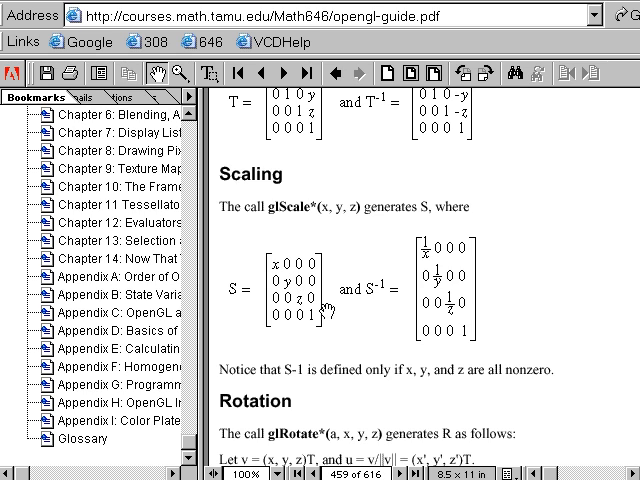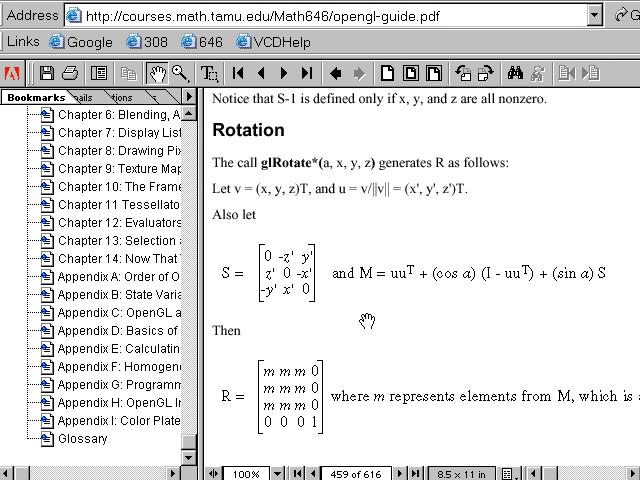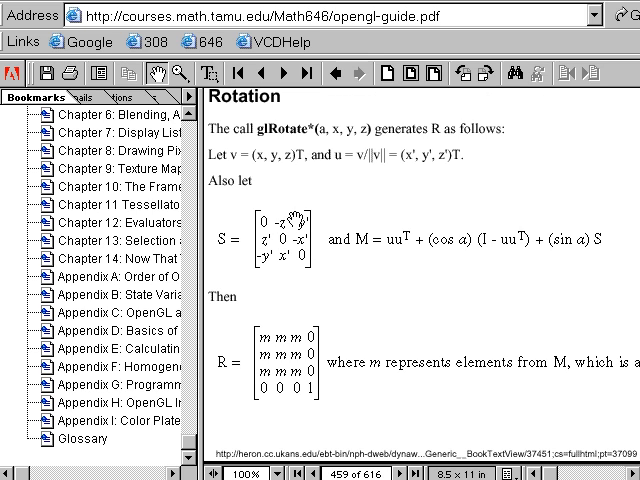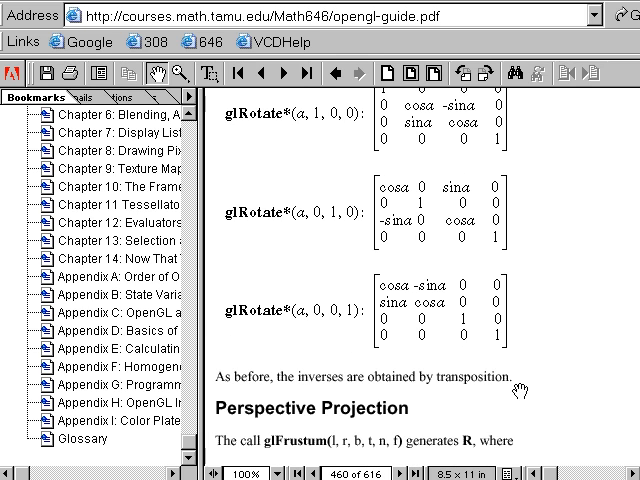Scaling is just multiplying the principal diagonal in the upper left by x, y, and z, and of course the inverse is 1 over x, 1 over y, 1 over z. The rotation depends on this matrix here, which is a sort of complicated 3-dimensional orthonormal matrix. But here it is. If you rotate alpha about the x-axis, you're putting this little 2x2 rotation matrix in the middle. If you're going to rotate by alpha in the y, that's this, and then finally the z.